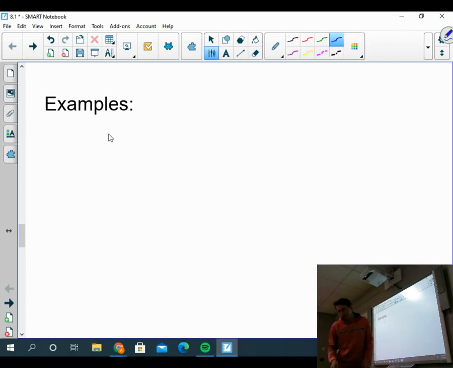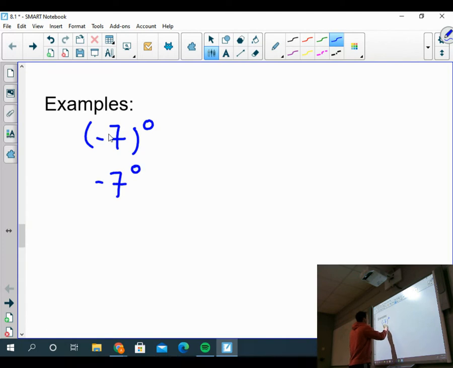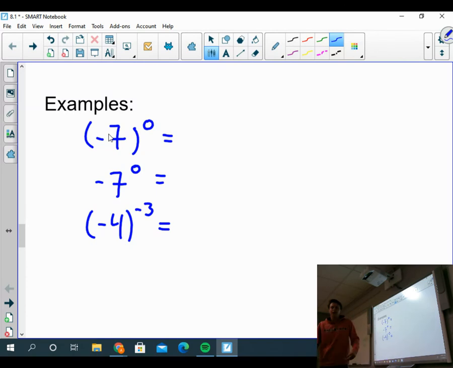Let's do a couple more examples. Let's look at -7 to the 0 power, and -4 to the -3 power. Okay? And this will be a great check for yourself where you can go, hey, how am I doing with negative exponents? I would encourage you to try these on your own, see how well you are understanding them, and then we'll kind of go from there.